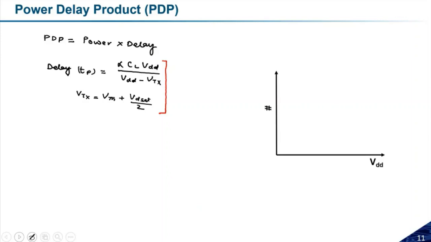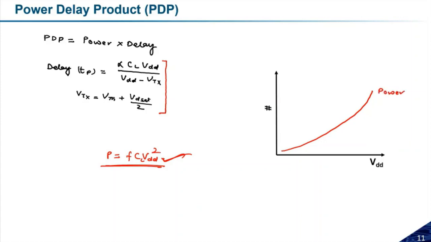We know that the power, if I talk about the dynamic power dissipation, the power is given by f CL VDD square. What does it mean? It means that if I am increasing this voltage, then power will also increase. Okay, so the graph for the power will look like this one. The power graph will be like this.